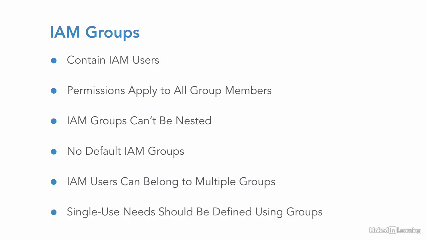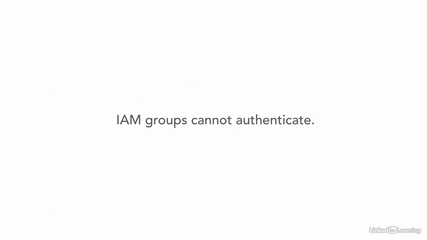Even a single-user need should be defined using groups. You'll probably find that a single user might have another backup person in your company, and it's much easier to manage assigning permissions by using groups rather than doing it individually per user. However, you may have your reasons why you want to do it per user. An IAM group is a group of IAM users, but the group itself cannot authenticate.